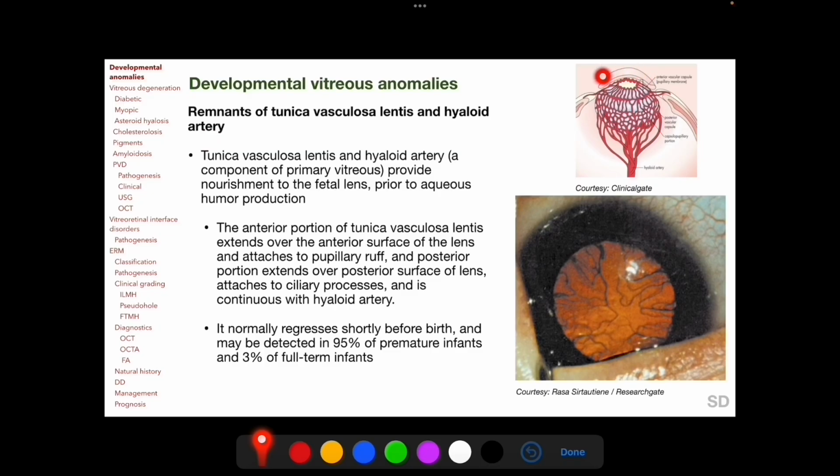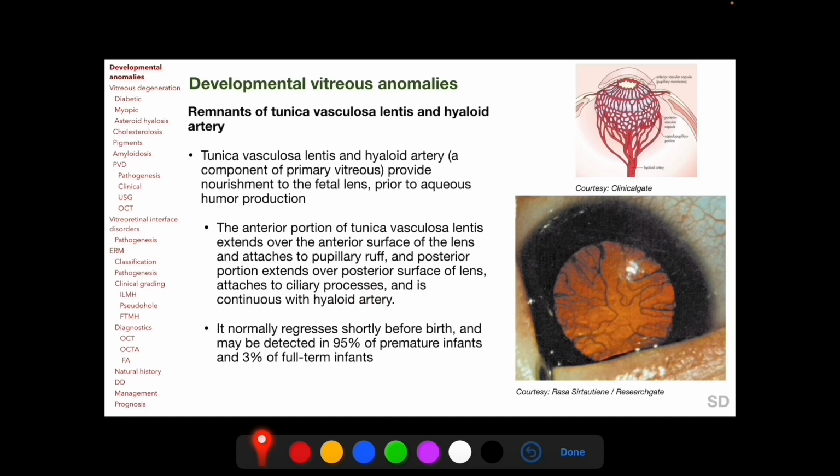Tunica vasculosa lentis and hyaloid artery, which is a component of primary vitreous, provide nourishment to the fetal lens prior to aqueous humor production. The anterior portion of the tunica vasculosa lentis extends over the anterior surface of the lens and attaches to the pupillary margin, and the posterior portion of the tunica vasculosa lentis extends over the posterior surface of the lens, attaches to the ciliary processes, and is continuous with hyaloid artery.